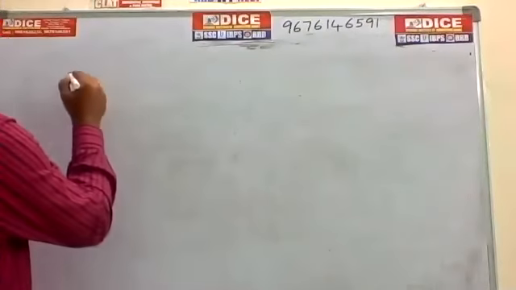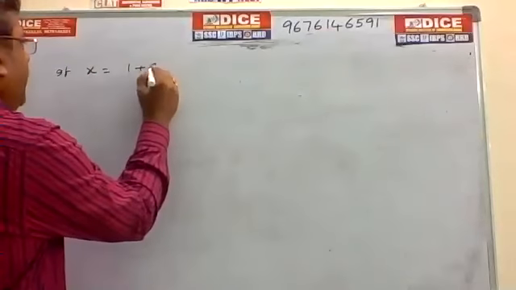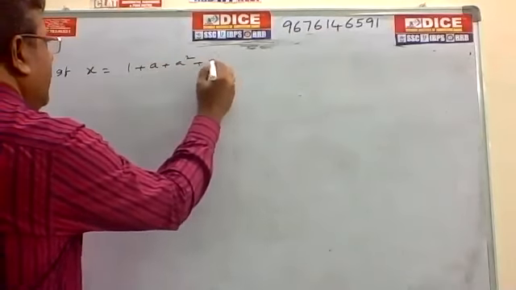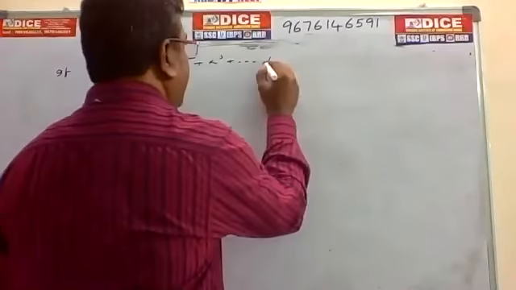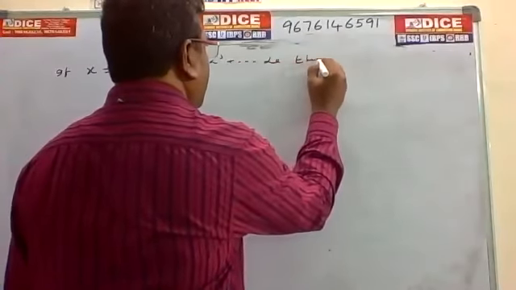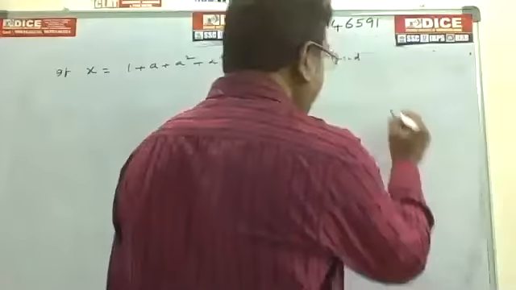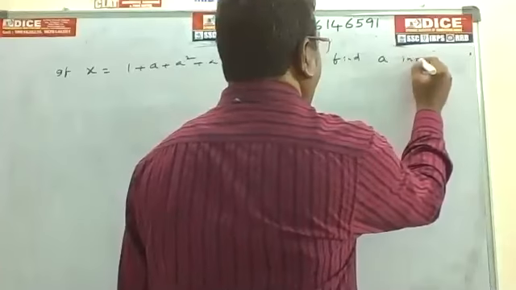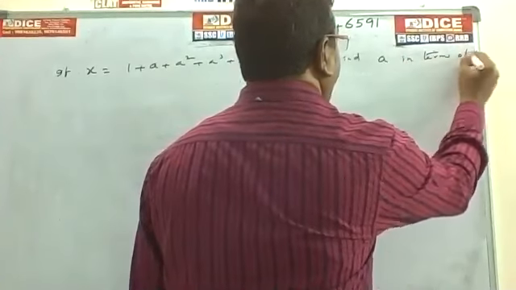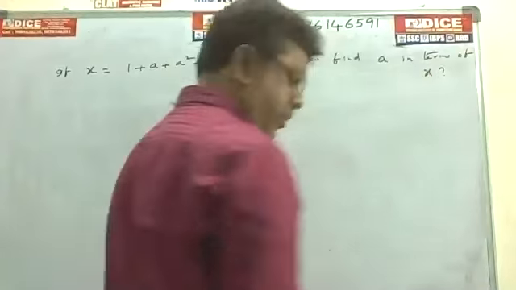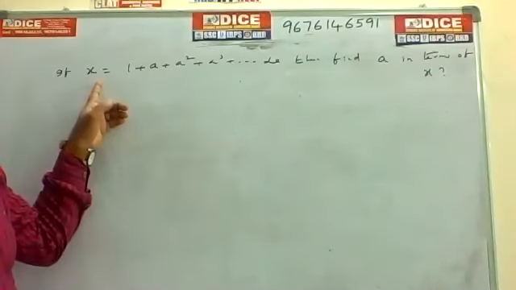If x is equal to 1 plus a square plus a cube plus so on to infinity, then find a in terms of x.